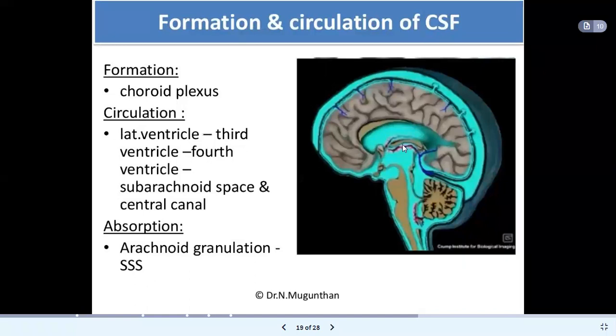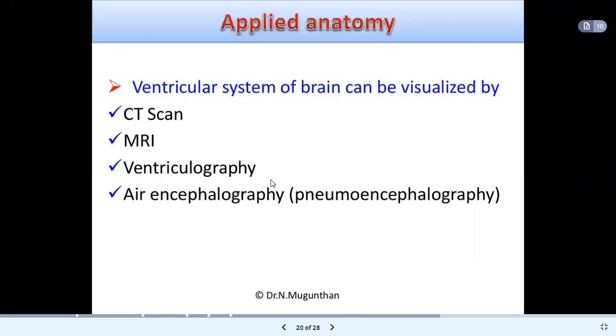Now, formation and circulation: we know formation of CSF is at the choroid plexus, circulation is lateral ventricle, then third ventricle, fourth ventricle, subarachnoid space, central canal of the spinal cord. Then the whole of the CSF drains into the venous blood by means of arachnoid granulations. Into which sinus? Superior sagittal sinus, isn't it? So the ventricular system of the brain can be visualized. We have seen CT scan, MRI.